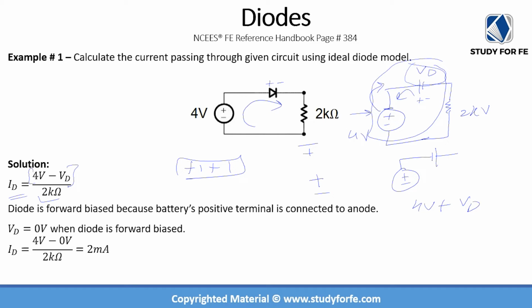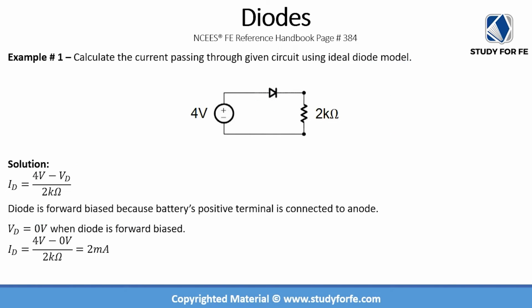Now we are given an ideal diode model, so VD is 0 when the diode is forward biased, and it's pretty clear that this diode is forward biased because we have a large positive voltage applied on the triangle portion, which is the p-type region. So the diode is in forward bias, and ID is equal to 4 volts minus 0 divided by 2 kilo ohm, which is equal to 2 milliamps.